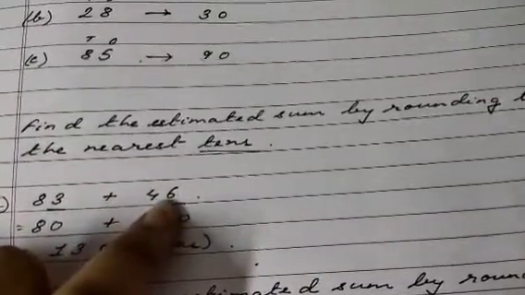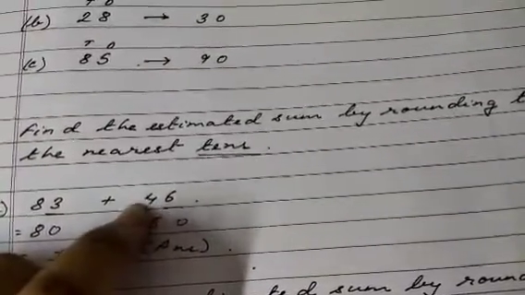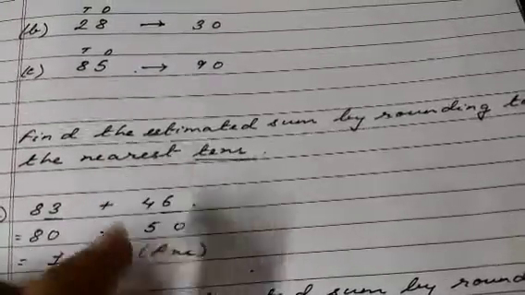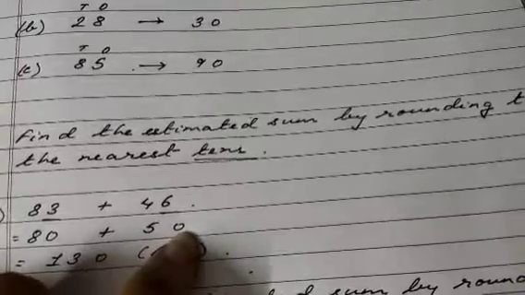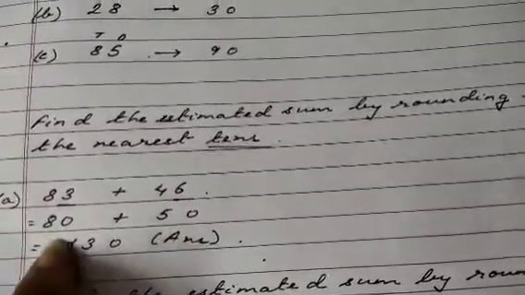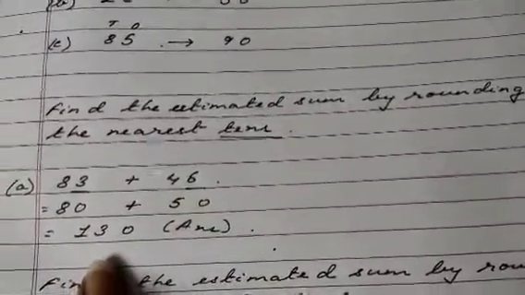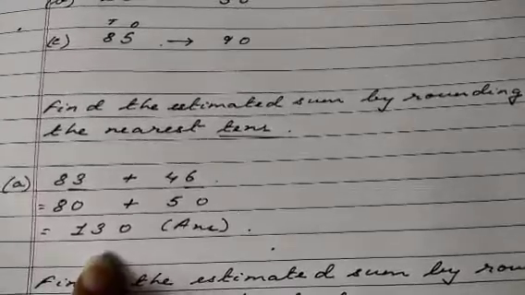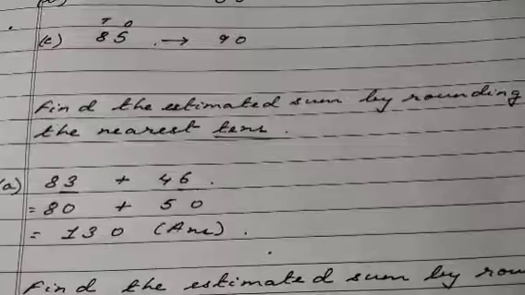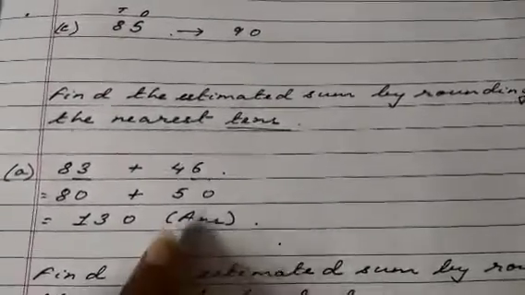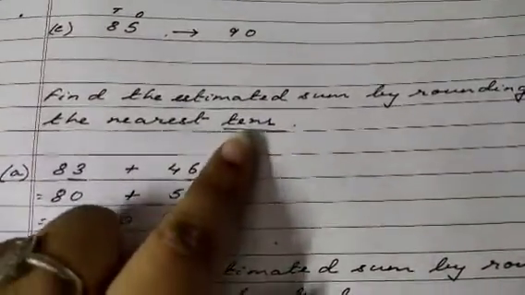And here 46. 6 is a strong number. That means with 4 you have to add 1. So 4 plus 1, 5. And this 6 will become 0. So 50 will be your answer. Now you add 80 plus 50 will give you 130. This is because it's the nearest tens place.